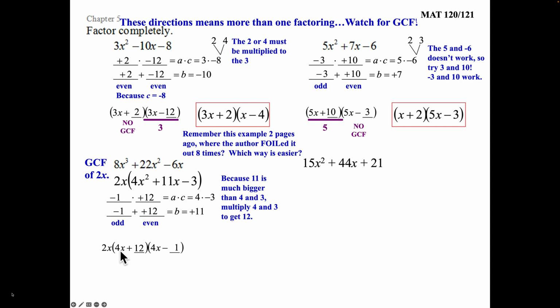Negative 1 goes in. So right here, we'll take out a GCF of a 4 from the binomial only. Leave the 2x alone. X plus 3 with the 4x minus 1 because there's no GCF. There's my final answer.